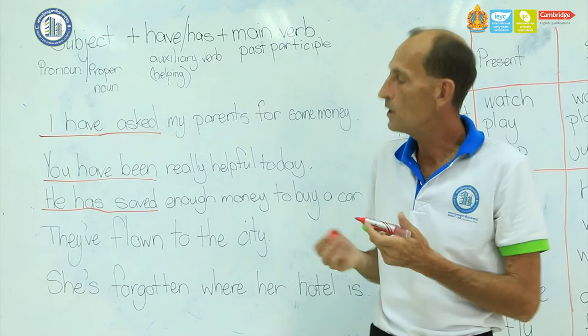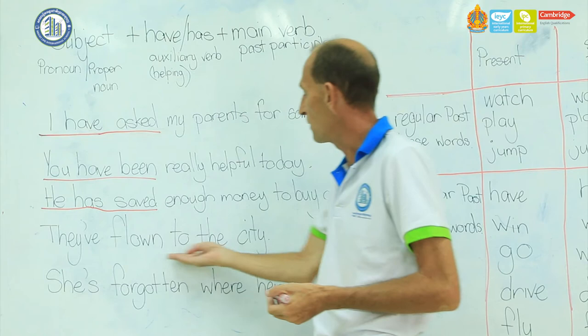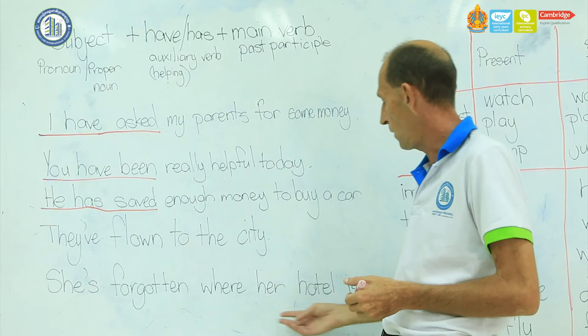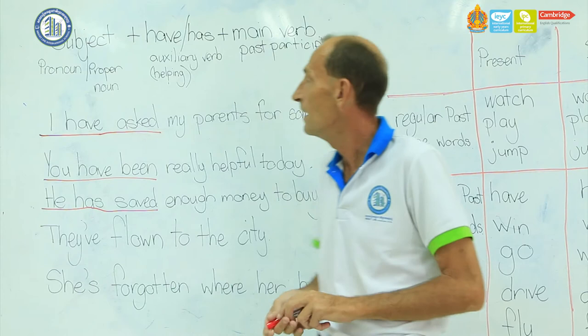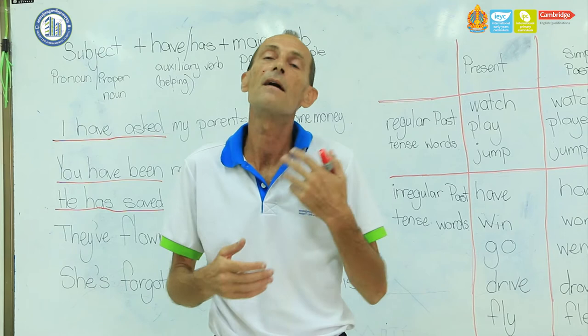Now, when we're using our pronoun and have or has, we sometimes contract it. So I've written a couple of them on the board. They've flown to the city. That is, they have. So I've contracted it there. She's forgotten where her hotel is. Again, we put she and has together. Now, when we're using past participles in present perfect, we use regular and irregular verbs.